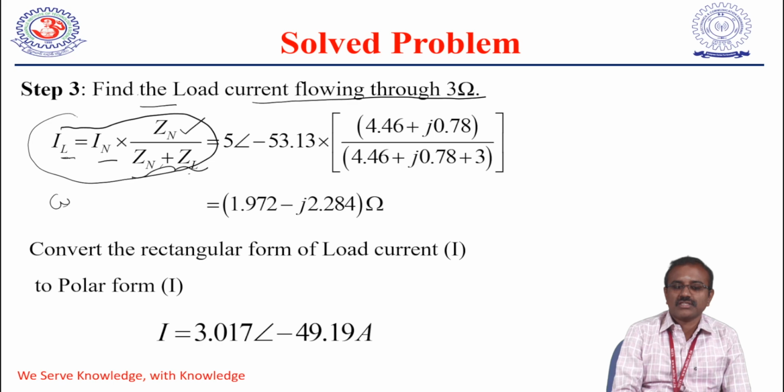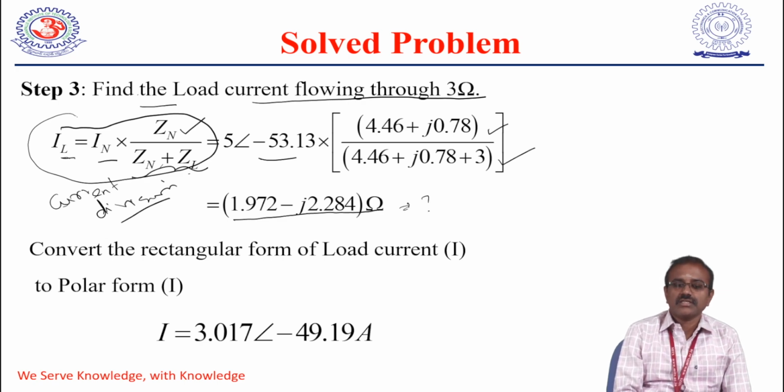Current division rule concept: if we want to find the current through a particular resistance, we need to take the total current times the parallel resistance divided by the sum of the resistances. The same thing we are doing for the load current in Norton's theorem. So 5 angle minus 53.13, times our parallel Zn, divided by this value. We are getting the answer 1.972 minus j2.284. With the help of a calculator we can get this answer.